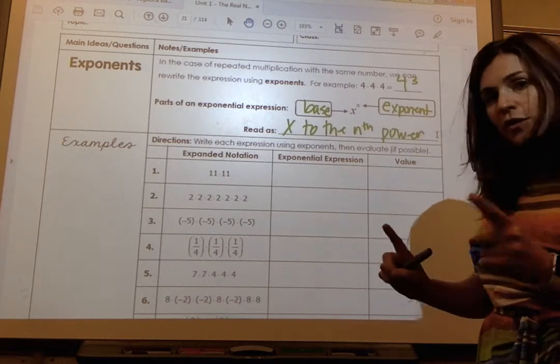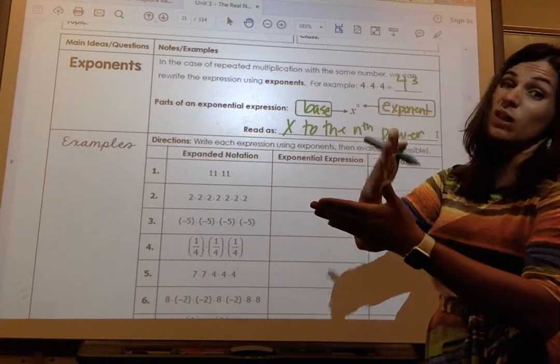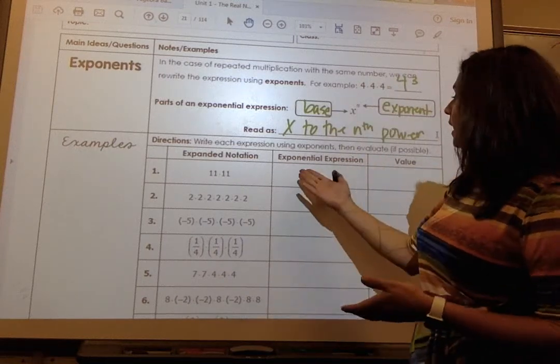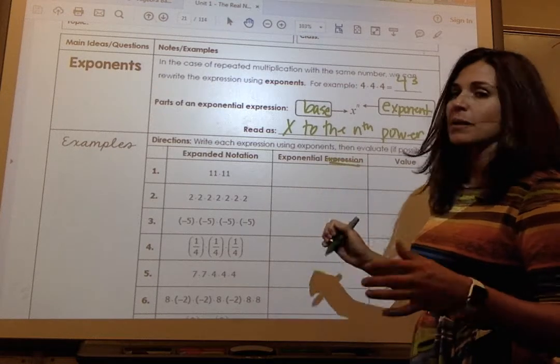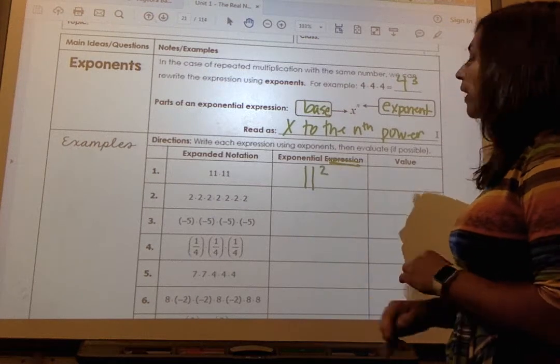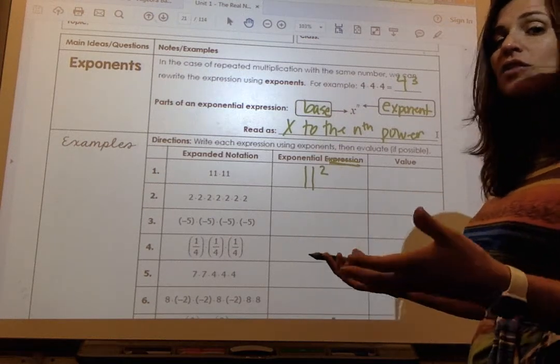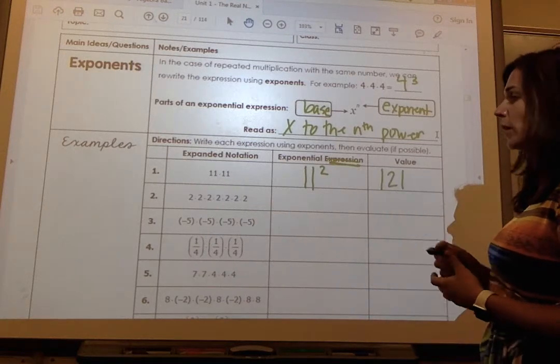And we have two different types of notation that we use. We've got expanded notation, which is where we just go 11 times 11. And an exponential expression, the reason I'm calling it an expression is because there is no equal sign. So this would be read 11 squared. And the value of that is you're actually doing 11 times 11, and 11 times 11 is 121.